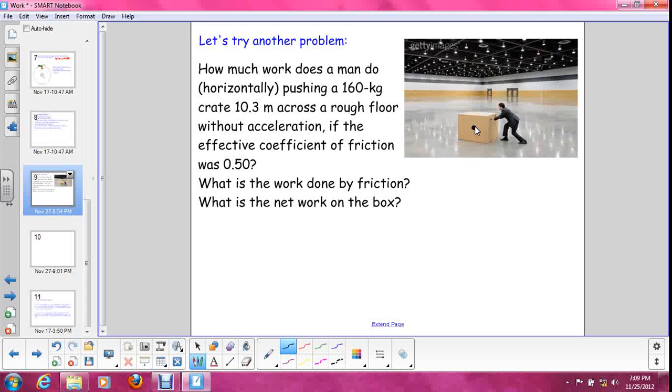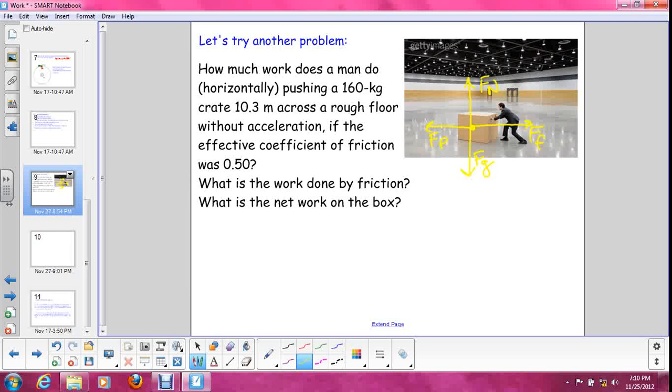So the object that we are concerned with here is the box. And we want to know what forces are acting on this box. Well, we have the force of gravity pulling it down, and we have the normal force of the floor pushing it up. We have the man pushing it to the left, force of the push, and we have friction resisting that push to the right. So we have 4 forces here.